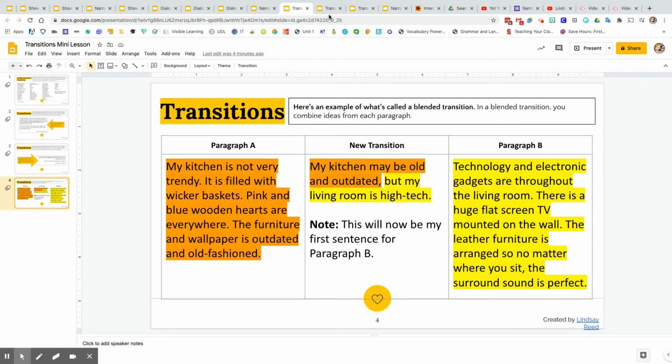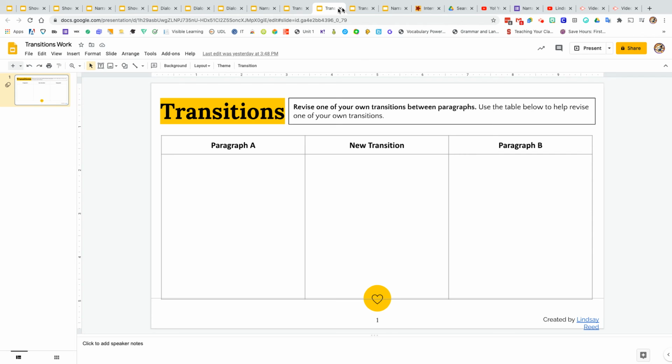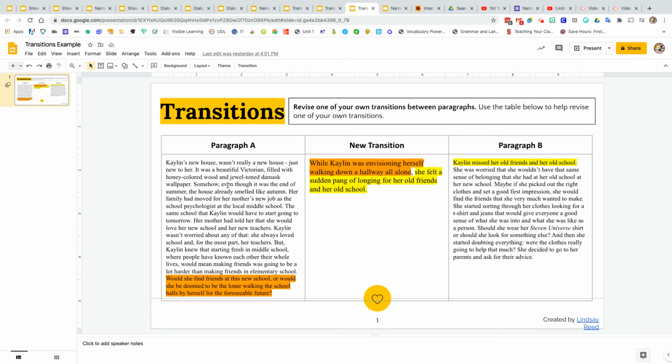I'm going to go ahead and show you guys my example. I'm not going to read my whole paragraph, but it's mostly focused on the bottom part and then the top part here. So I had to figure out how to transition better between my paragraph A and my paragraph B. "Would she find friends at this new school, or would she be doomed to be the loner walking the school halls by herself for the foreseeable future?" And then, "Kaylin missed her old friends and her old school."